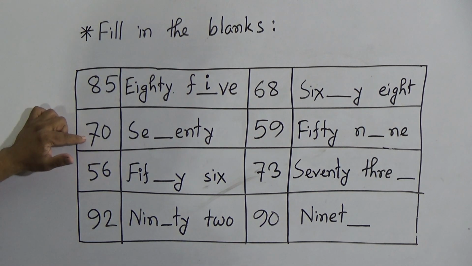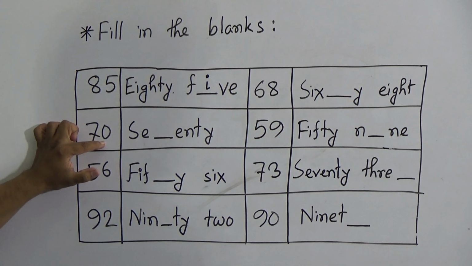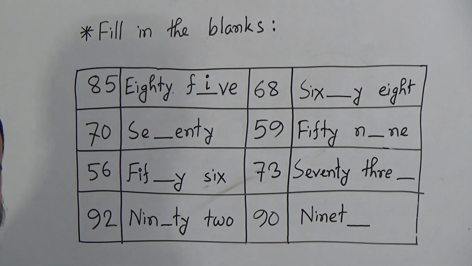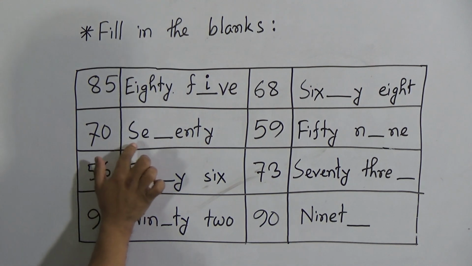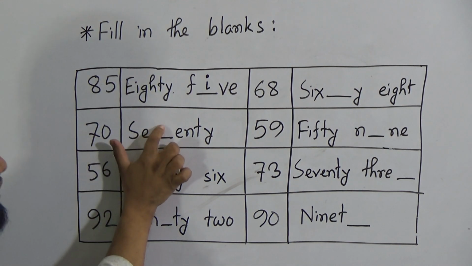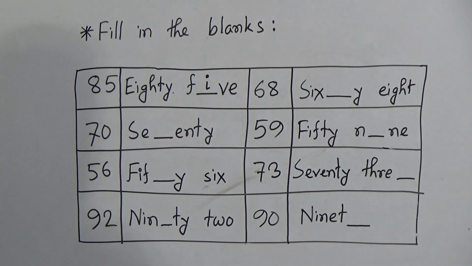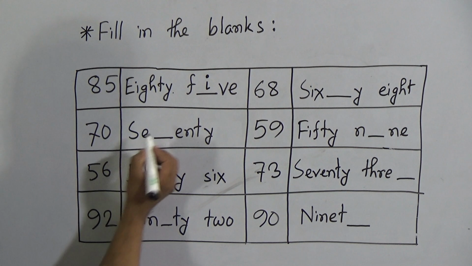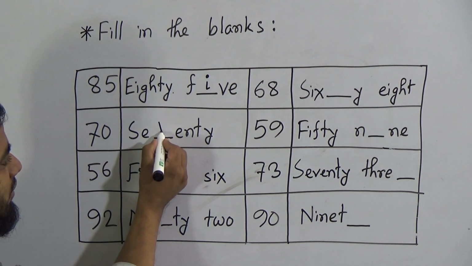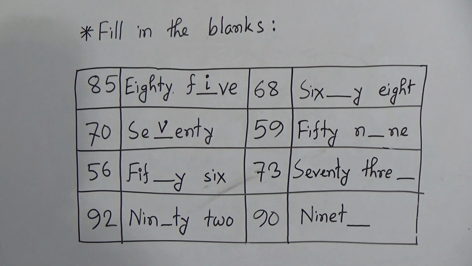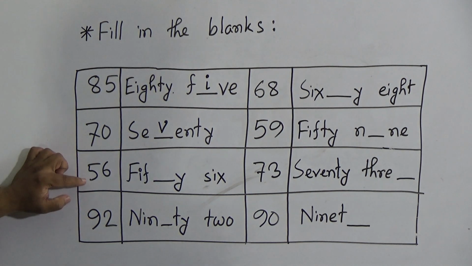The next number, my dear students, is so simple, isn't it? The next number is 7 and 0. 7 and 0 makes the number 70. And the spelling of 70 is S-E-V-E-N-T-Y, 70. My dear students, look at the spelling: S-E-V-E-N. So V is missing here. T-Y, 70. So it will be V in this blank to fill up this number.